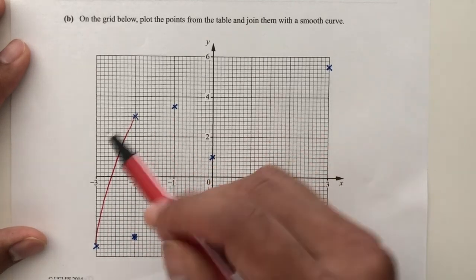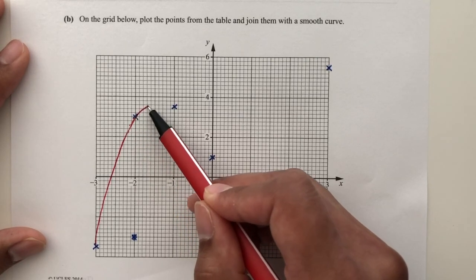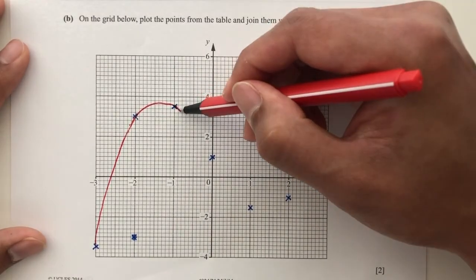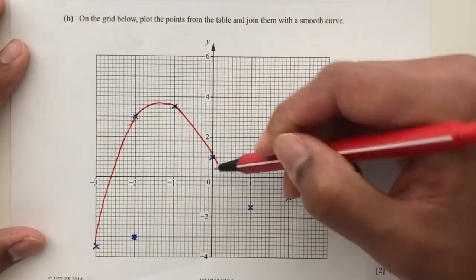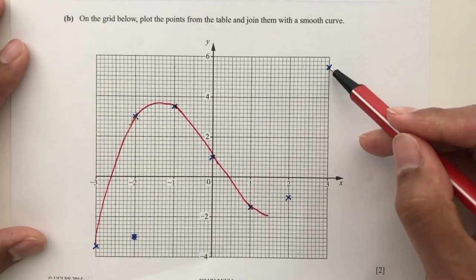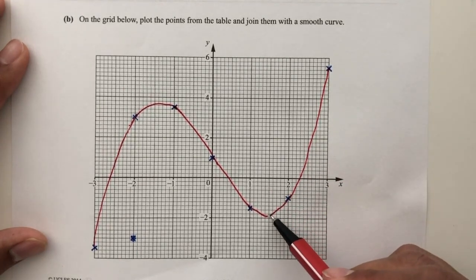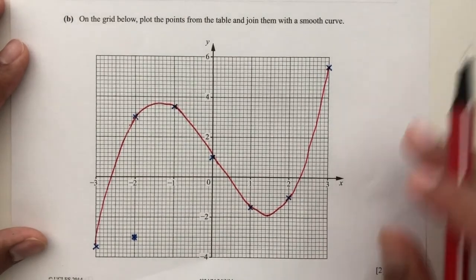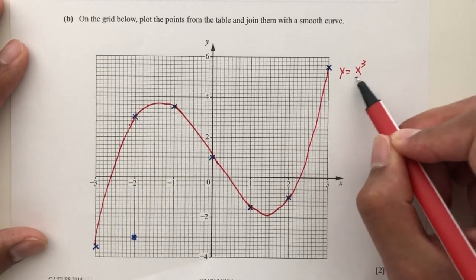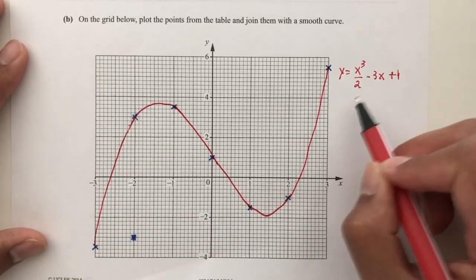x will go to this point. It has to be a smooth curve, so it will have to be more like this. Like this. This will be more like this. This will be more like this. Okay, so more like this smooth curve. Label the curve as y equal to x cubed over 2 minus 3x plus 1. So this is your curve.